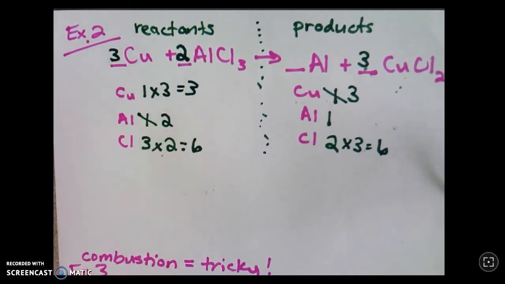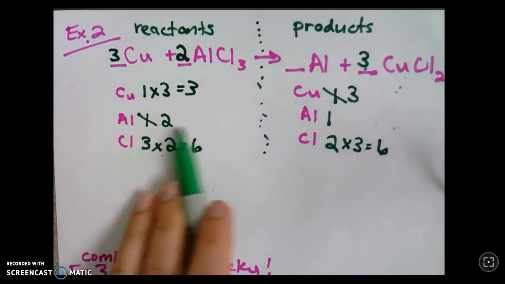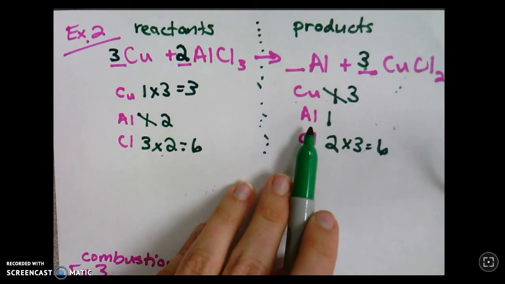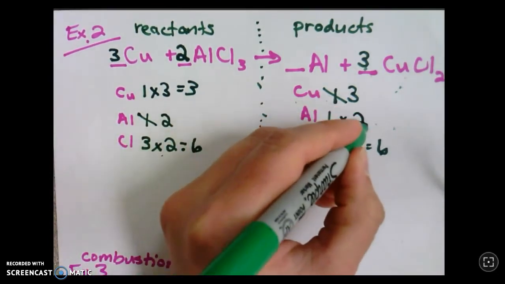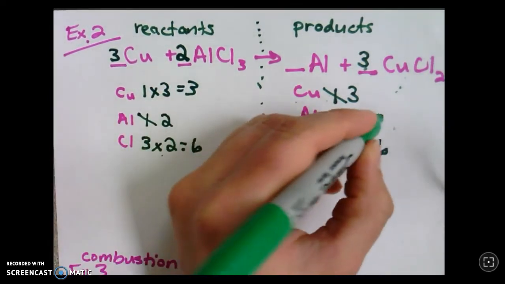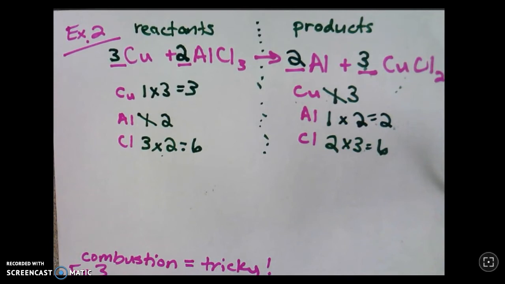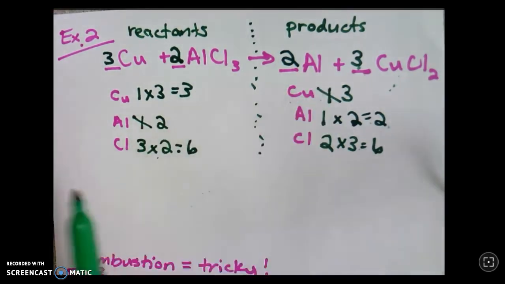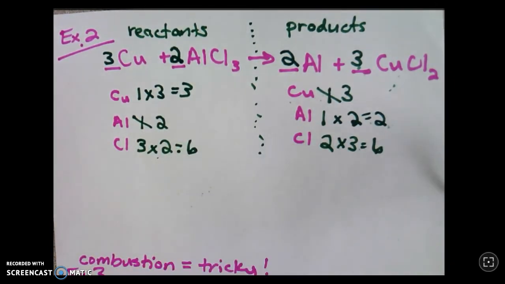And that gives me 3 coppers, and now that's balanced. Then lastly, I need to get 2 aluminums. Sorry about that, Belle. I need to get 2 aluminums. So I'm going to have to multiply 1 by 2 in order to get 2. So that means I need a coefficient of 2 up here. Okay, so now this is the balanced reaction because all of our coppers are equal, all of our aluminums are equal, and all of our chlorines are equal.